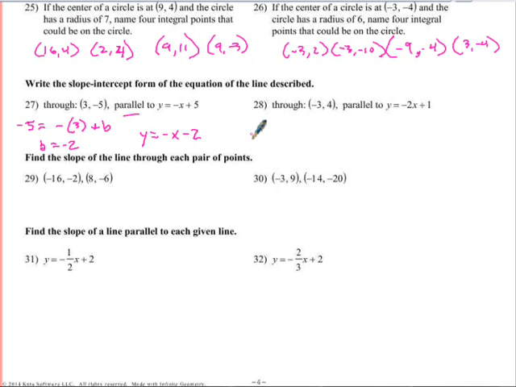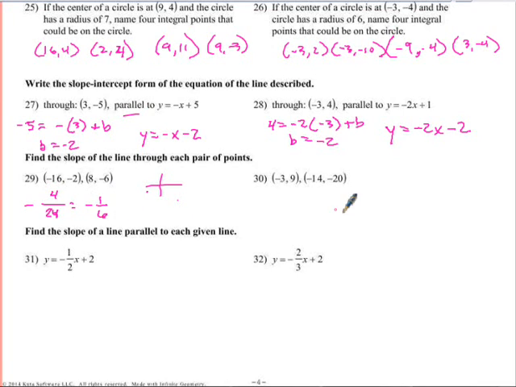Same thing on number 28. We have 4 equals negative 2 times negative 3 plus b. B ends up being negative 2 again. And so we have y equals negative 2x minus 2. The slope of each line through these points: the difference in the y's is 4, the difference in the x's is 24, so it's negative 1/6, always reduce.